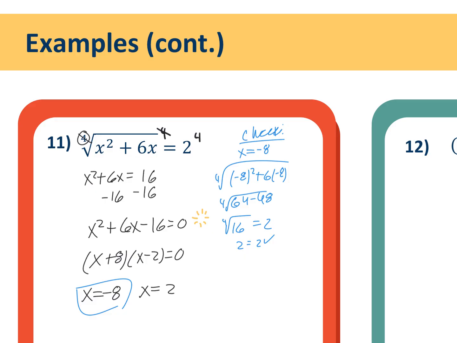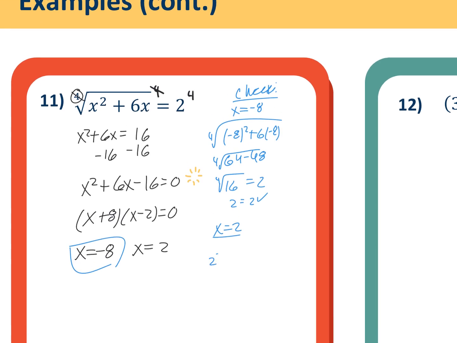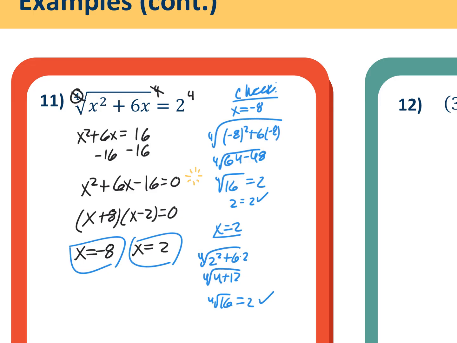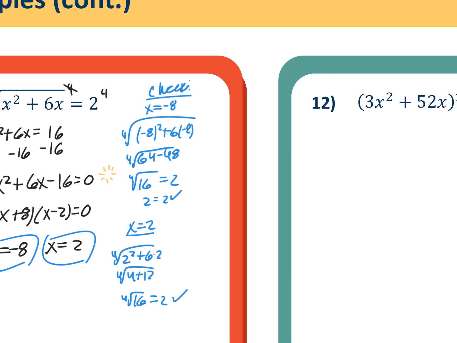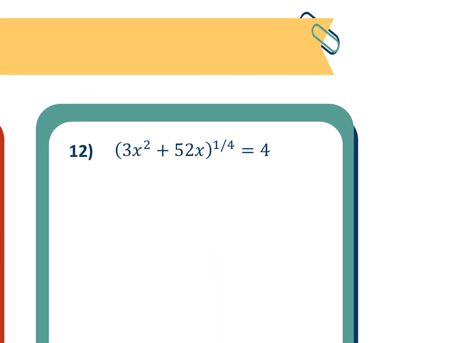All right, so I'm going to do the same thing with x equals 2. This is going to get us 2 squared plus 6 times 2, which is 4 plus 12, which is 16. So I get the 4th root, I keep forgetting to write it, right? The 4th root of 16, which is 2, right? Both of these do work, right? They're both valid solutions.